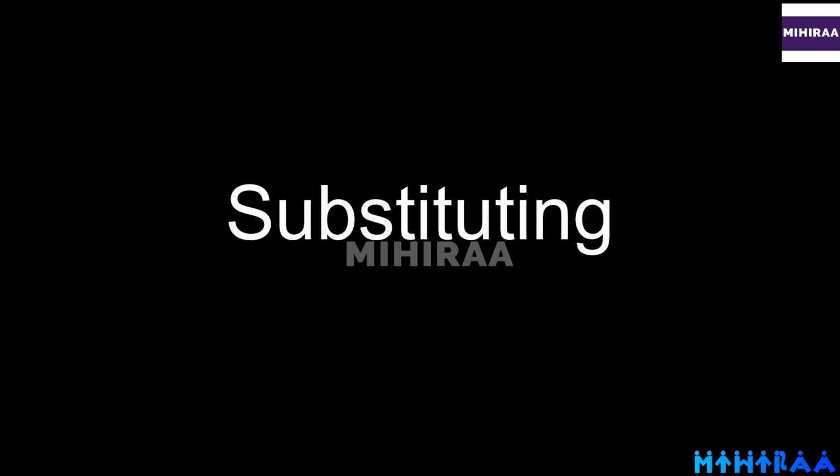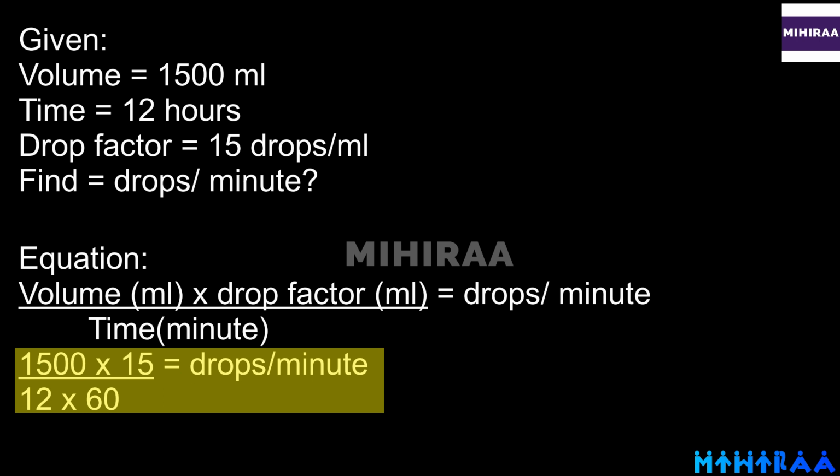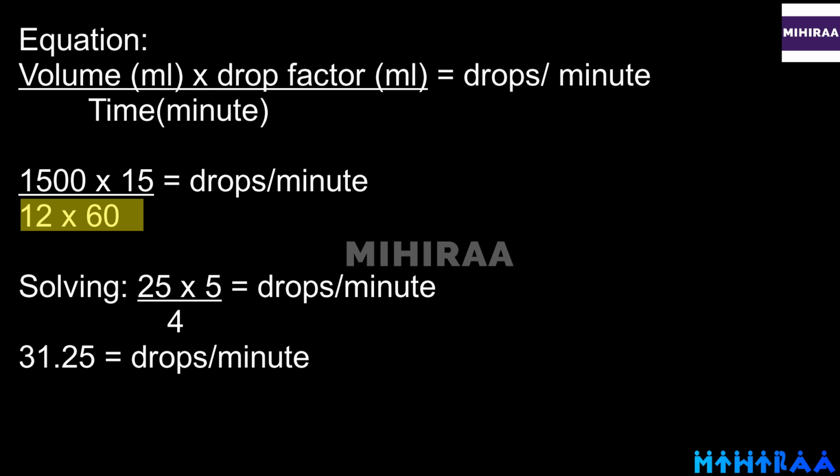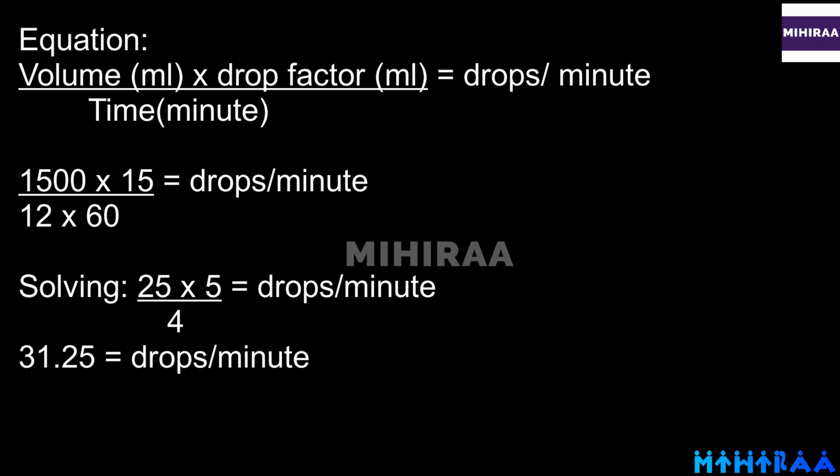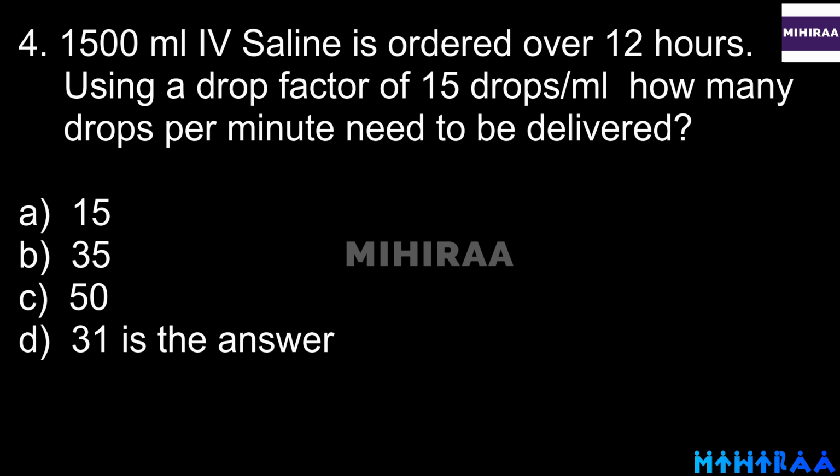Substituting the values to the equation: 1500 times 15 divided by 12 times 60 equals drops per minute. We multiply 12 with 60 to convert hours to minutes. When solving the equation, we get 31.25 drops per minute. And the answer is D. 31.